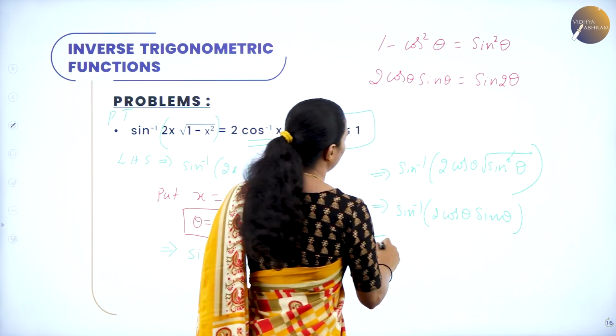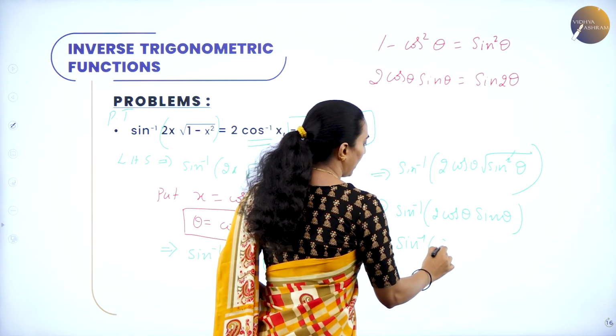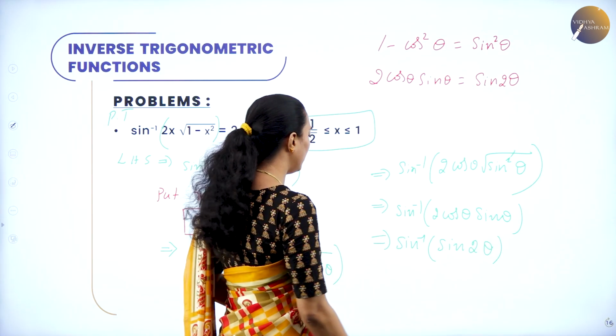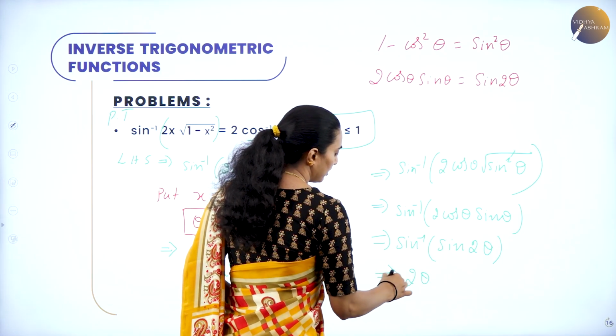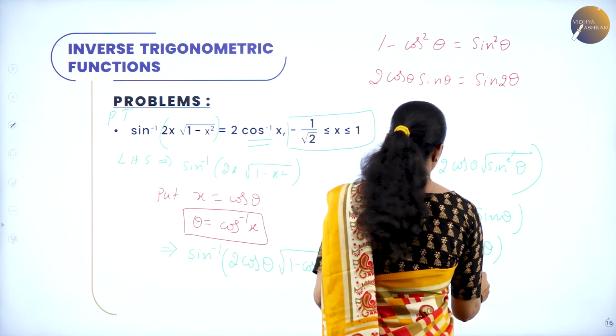Therefore, you are going to have sine inverse of sine 2 theta. What is that? Sine inverse, sine will go. You are going to have 2 theta. Correct? So 2 theta is nothing but 2 times theta, what is theta? Cos inverse x.